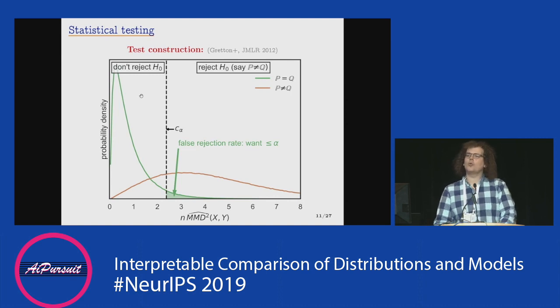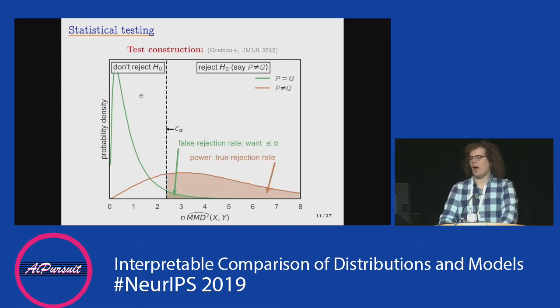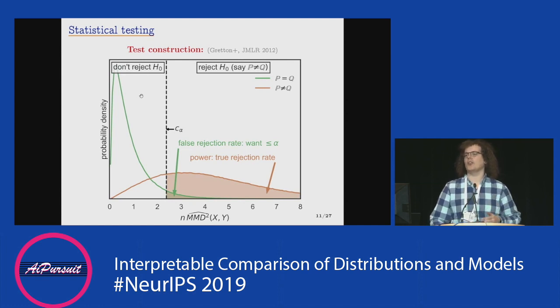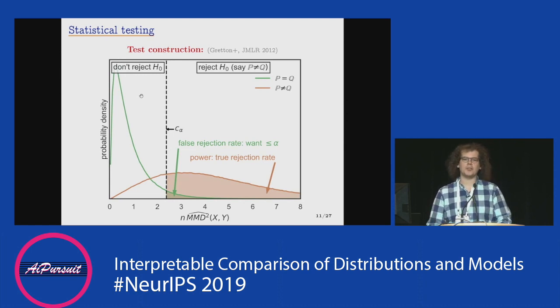And then how good our test is is called the power. That's the probability that when the two distributions are actually different, I correctly identify that they're different. So the setup of traditional statistical hypothesis testing is we want to choose alpha and then get the highest power we can for that choice of alpha.